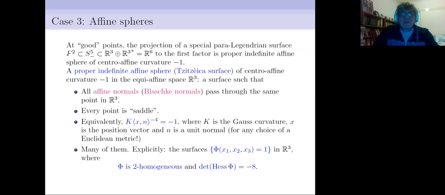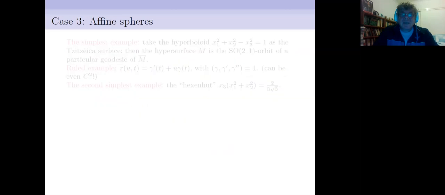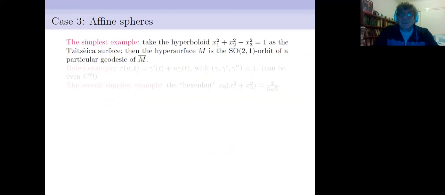Let me just show you my last slide, and I will stop there. The simplest example of such a surface is just the hyperboloid x1 squared plus x2 squared minus x3 squared, a hyperboloid of one sheet. You have a lot of ruled examples. You take an arbitrary curve in R3, parameterize it in such a way that its norm is 1, and then you have this ruled example.